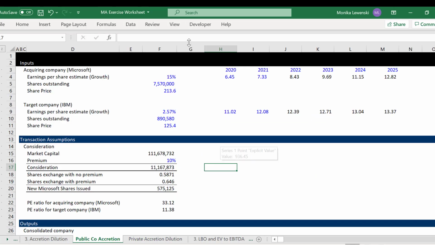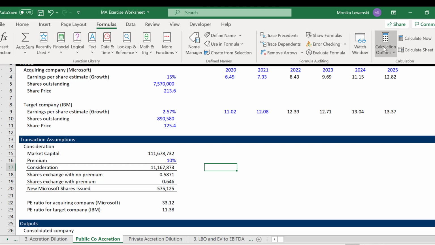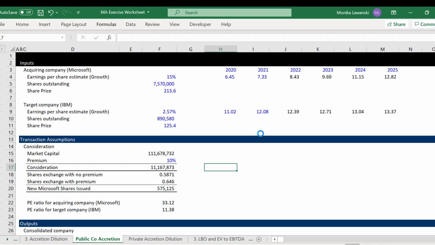If you open this file, be very careful. I sometimes do something extremely bad. I change the formulas to manual and don't change it back when you just close the file.